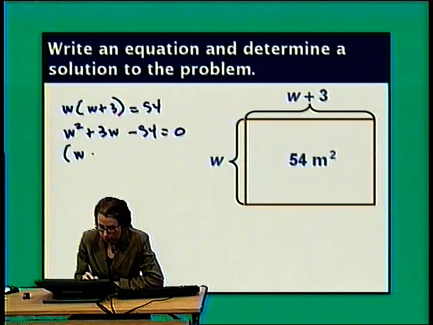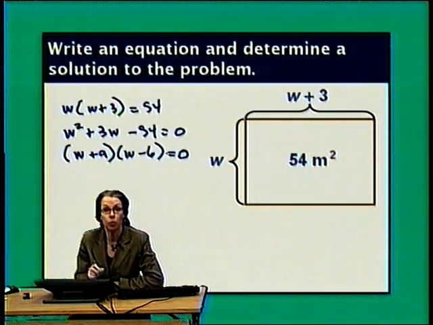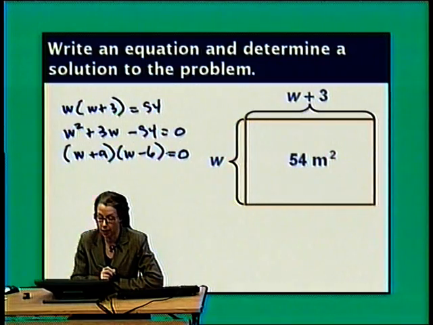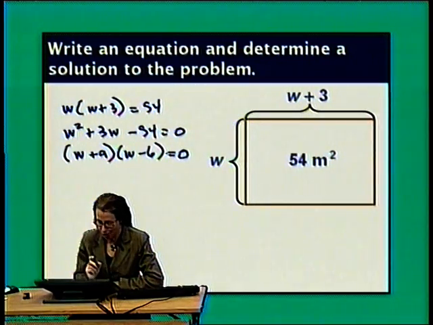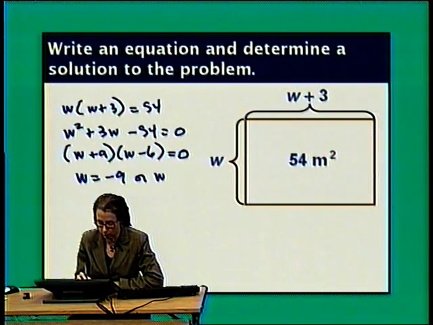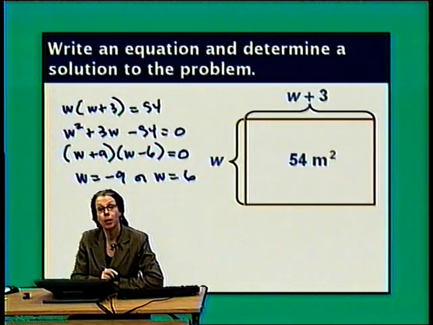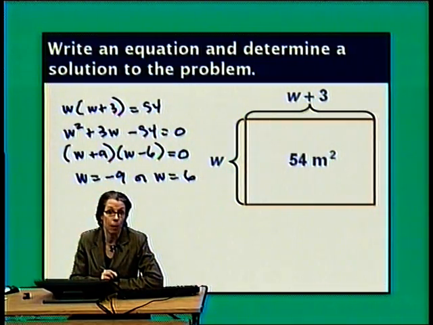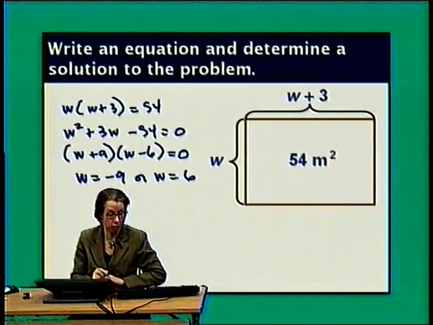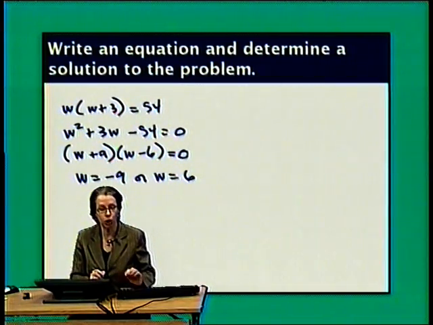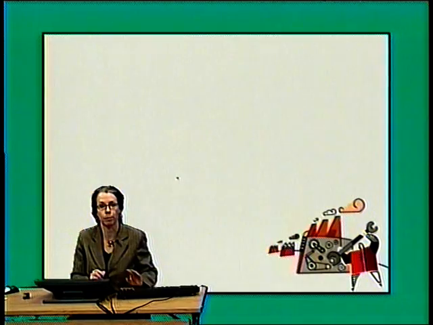So I have w plus 9 times w minus 6 equals 0. Just doing a quick check of my factorization, things look good. So I have two possible solutions to the quadratic equation, w equals negative 9 or w equals 6. But in the context of this problem, w represents the width of our platform. It can't be negative 9, so w equals 6 is the solution I want to check. I'm going to check this in the context of the problem.